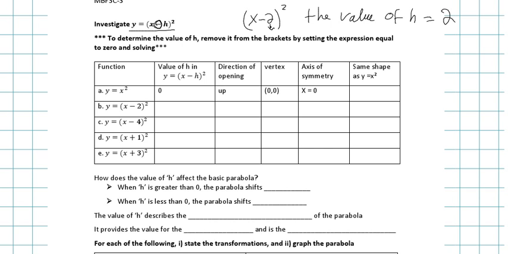So the h is always the opposite sign of what you see. If you see a negative, it's a positive. If you see a positive, it's a negative. So let's say if you have x plus 4 squared, the h value is negative 4. Don't mess this up because it will ruin your whole graph.